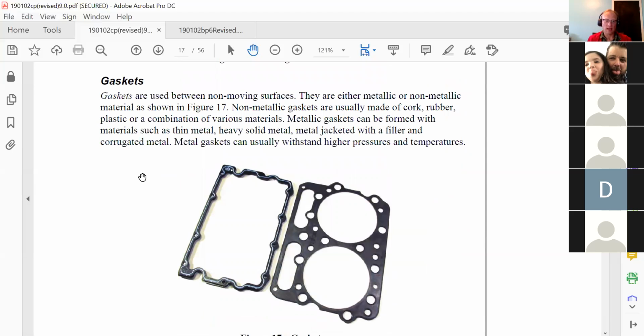Gaskets, you can have different types of gaskets. Sometimes you just have gasket material. Sometimes you're going to have paper gaskets. Sometimes they'll be rubber. Sometimes they'll be metal. Sometimes they'll be a combination of rubber, paper, and metal. Okay, like you can see different kinds. Head gaskets are a good example for that, right?